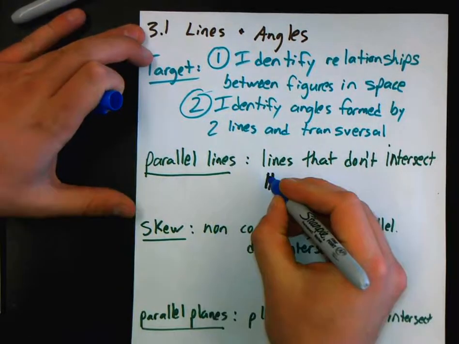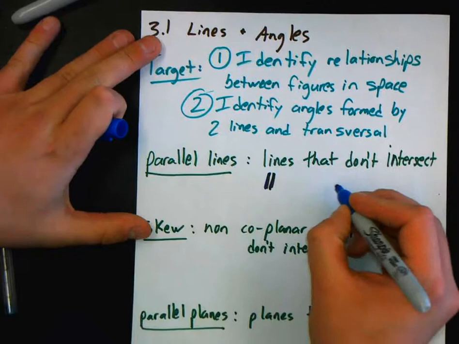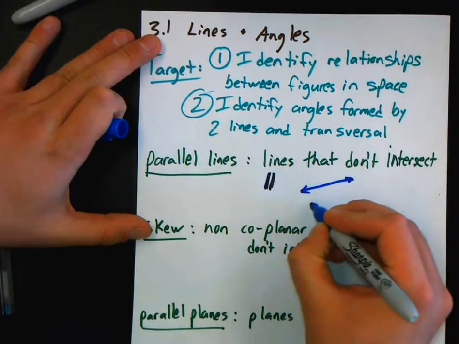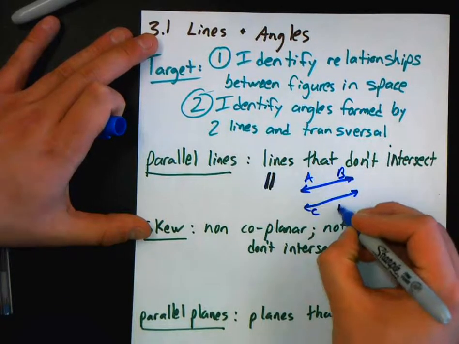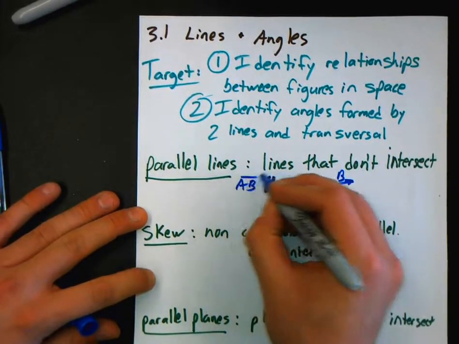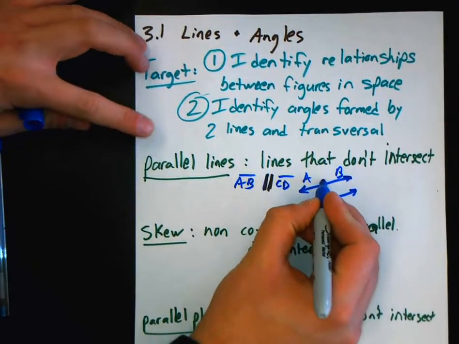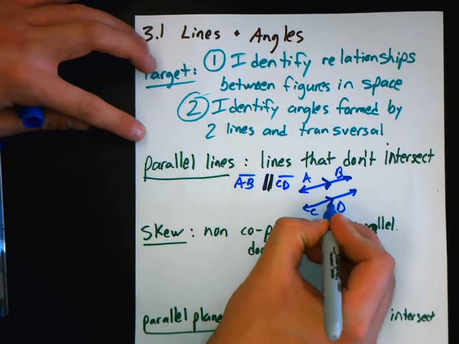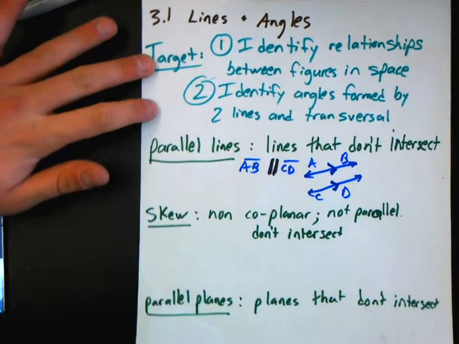The symbols that you may see are two straight vertical lines, and let's say we have a diagram of these two lines that are AB and CD. When you're writing that AB is parallel to CD, you just write the line segments on opposite sides of these two vertical lines. You can also see symbols on your diagram with little arrows pointing in a direction. If you have the same number of arrows pointed in the same direction, that means the two lines are parallel.